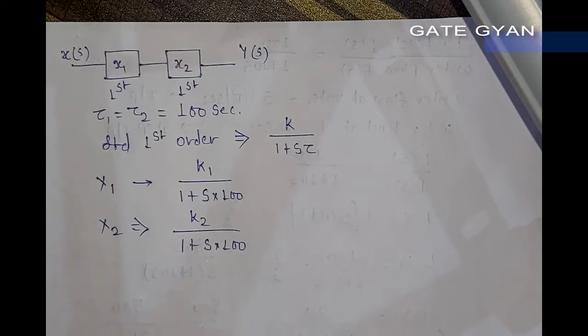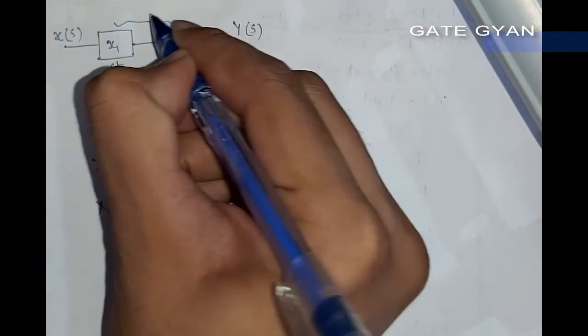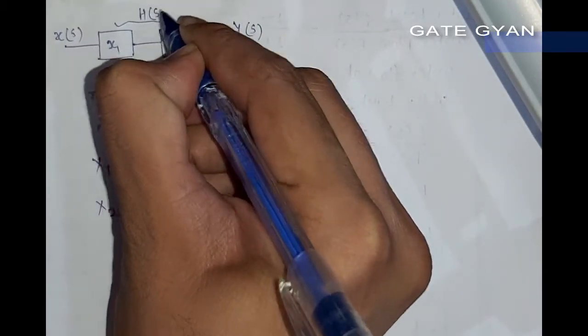Now what we need to find out, as the question says, is the response of the output for a sudden change in input. The options given are undamped, underdamped, critically damped or overdamped. So he is asking indirectly what will be the damping of the overall system. Let us say the transfer function of the system is h of s.